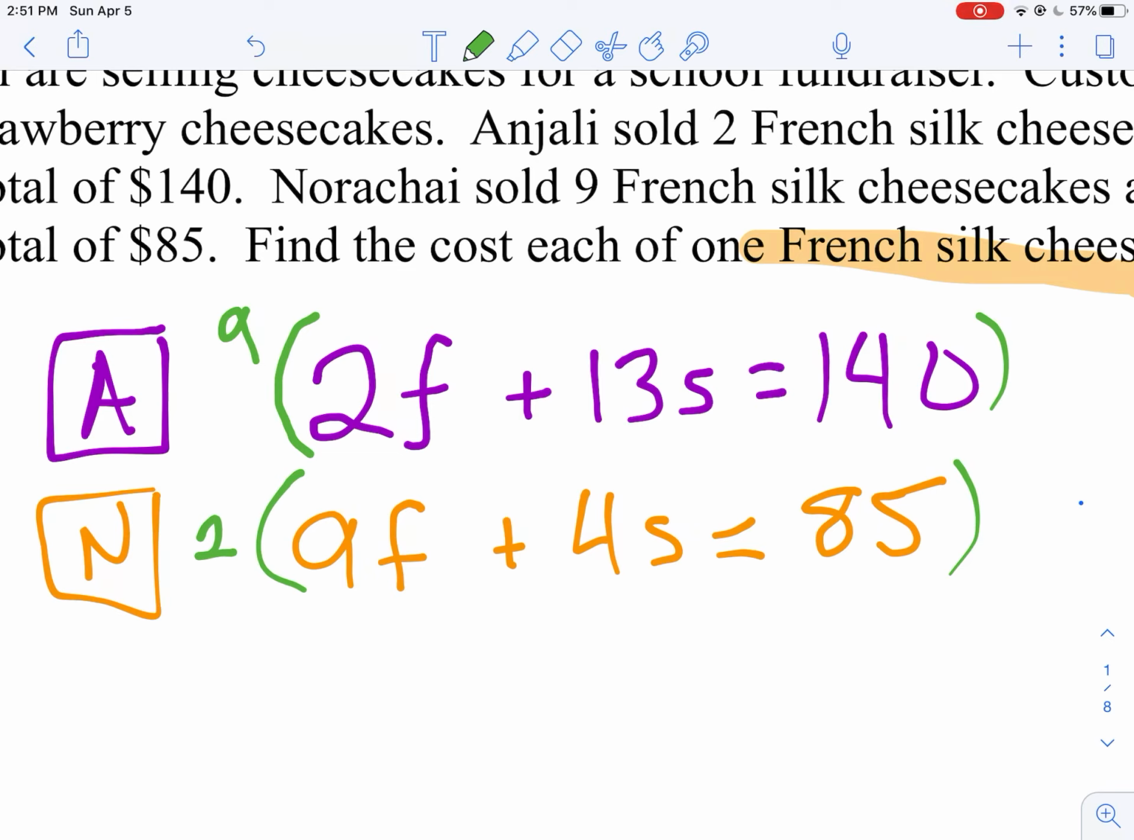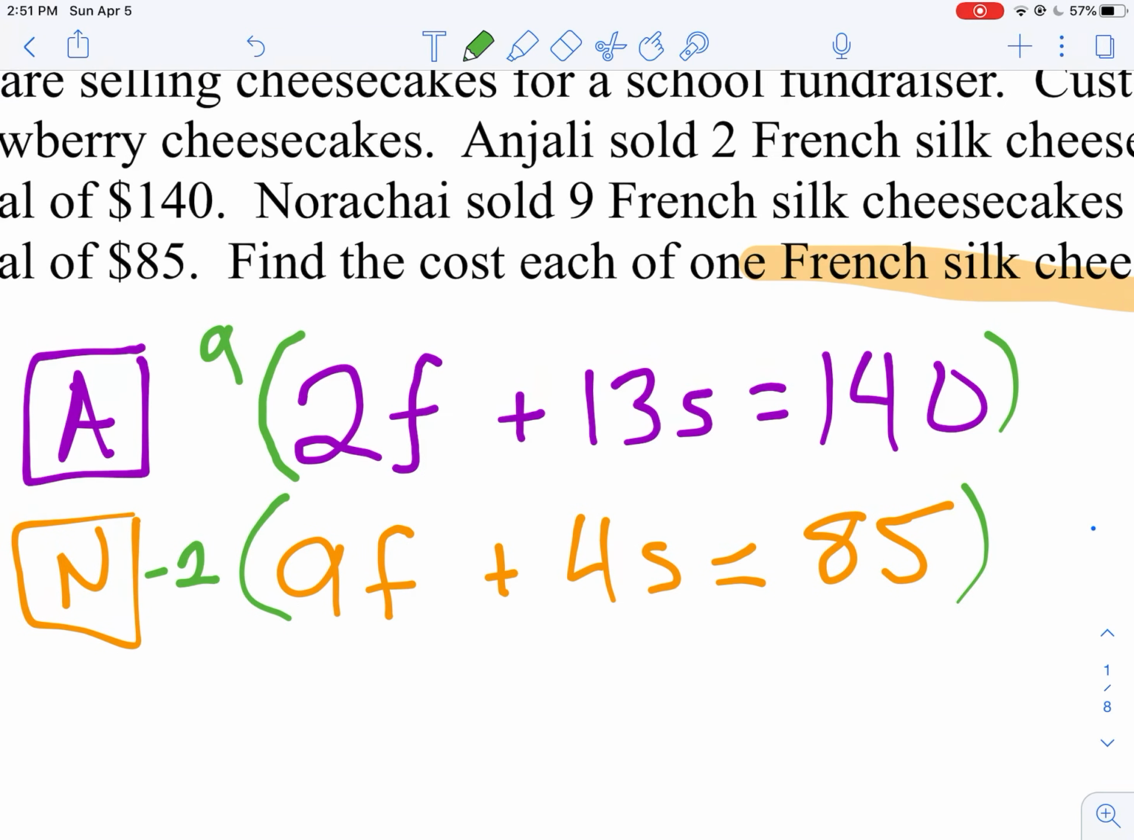But remember, they have to be opposites. So one of them has to be negative. I'll just make the 2 negative. And that'll be the case for all of these. Like I said, they're all going to be positive. So that means when I eliminate, I'm going to have to make one of my multipliers a negative, like I did there.